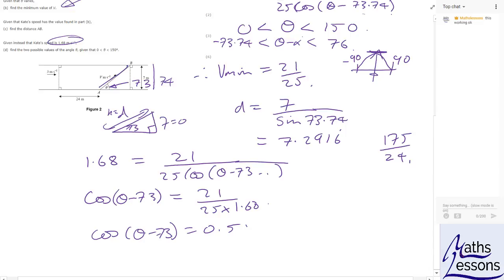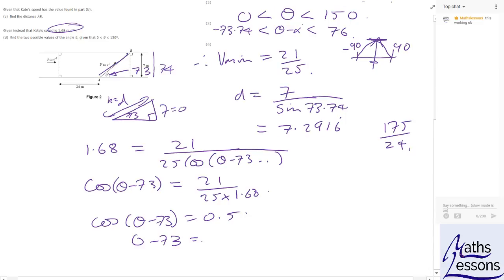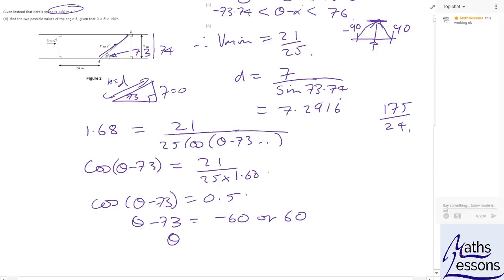So therefore theta minus 73 equals minus 60, or 60. And you add on 73 to both of those, we get 13.7 to add it onto the minus 60. Add it onto the 60, we get 133.7 degrees.